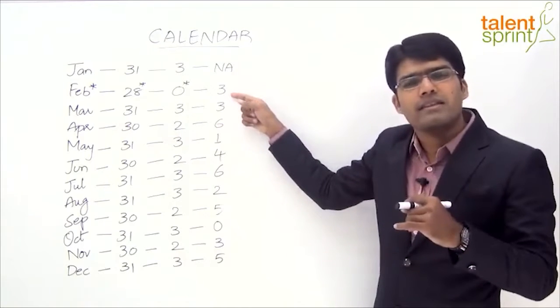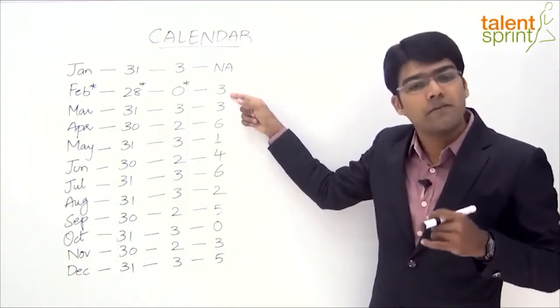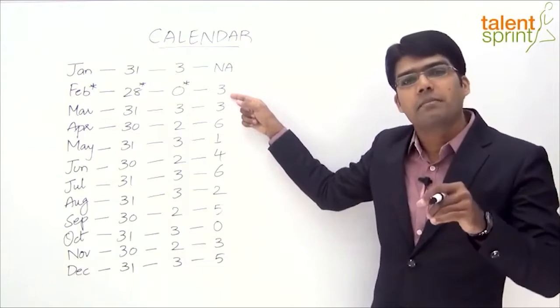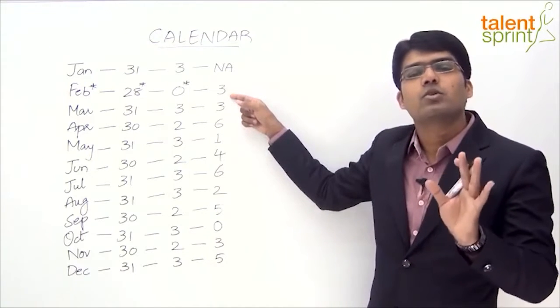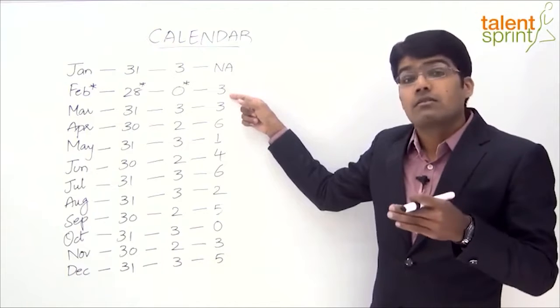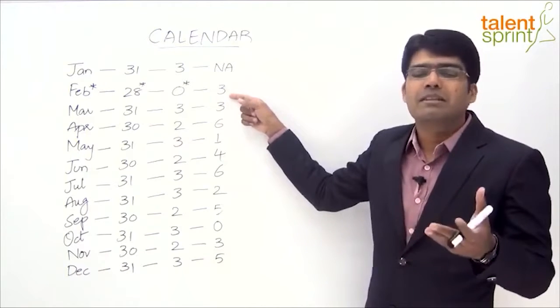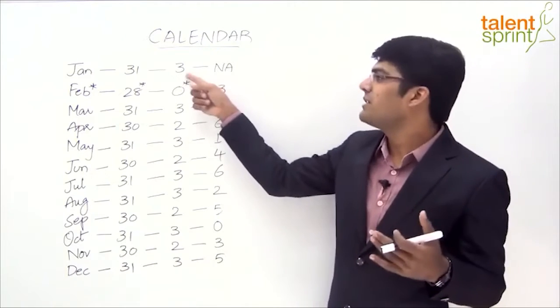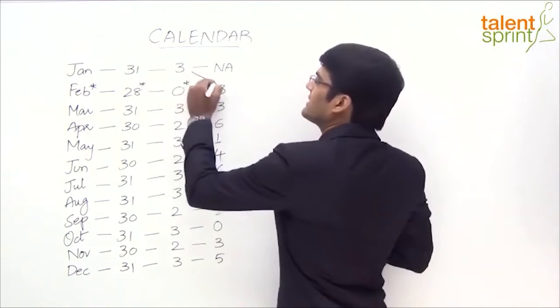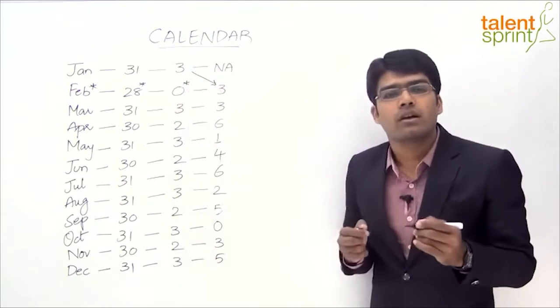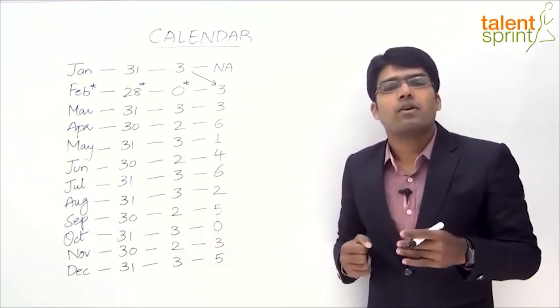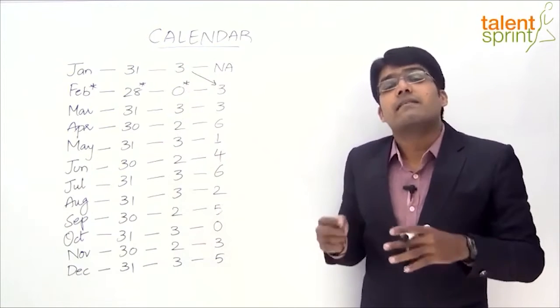So the simple point here is, if you are trying to find out the day of the week for any date in Feb, for all the previous months, the total number of odd days will be 3. Before Feb, we have only 1 month, which is Jan, and since Jan has got 3 odd days, we have directly got 3 here.